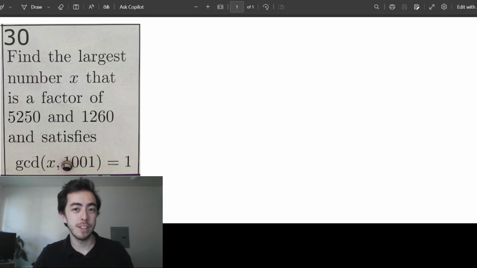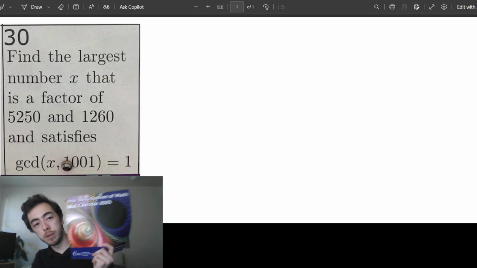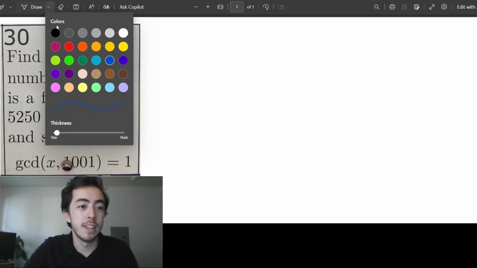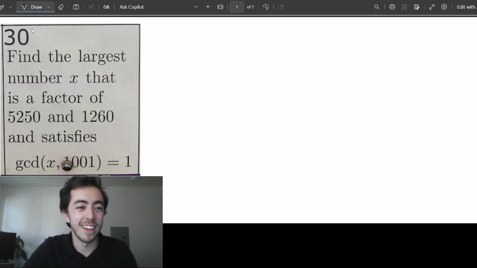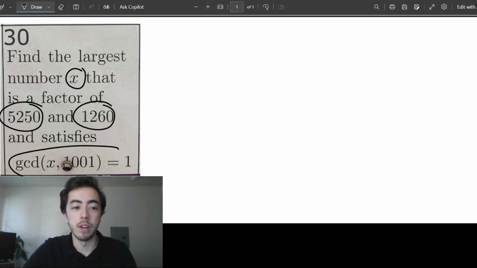Today's July 30th, and we're solving problem number 211 from the Daily Epsilon calendar. And we need to figure out why the answer is 30 today. We need to find the largest number, x, that is a factor of 5,250 and 1,260, that also satisfies this condition right here. This says that the greatest common divisor of x and, I'm assuming, 1001 equals 1.